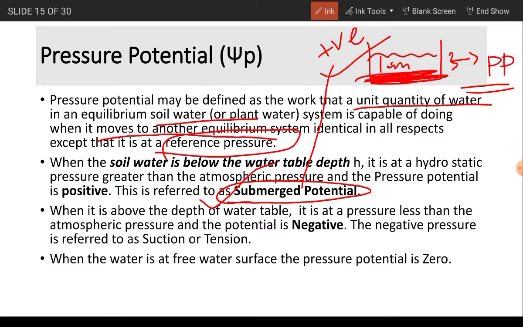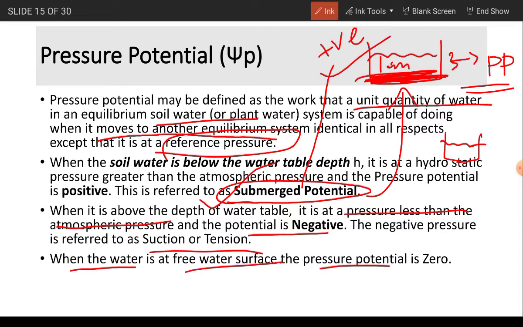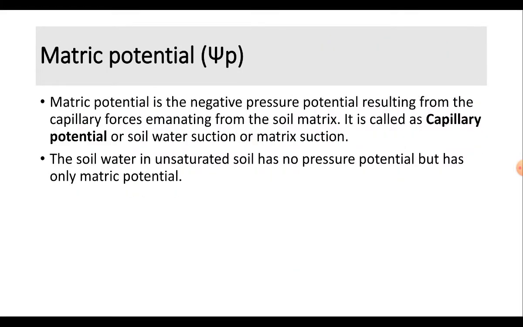When it is above the depth of the water table, it is at a pressure less than the atmospheric pressure, so the potential is negative. Negative potential is referred to as suction or tension. In saturated or submerged soils, rice soils where standing water is there, the pressure potential is positive. The next one: when the water is at a free water surface, the pressure potential is zero. You must remember this one.